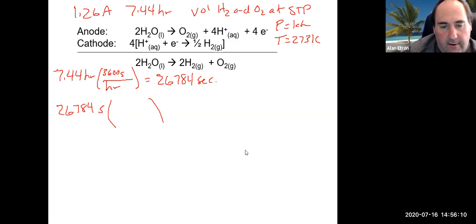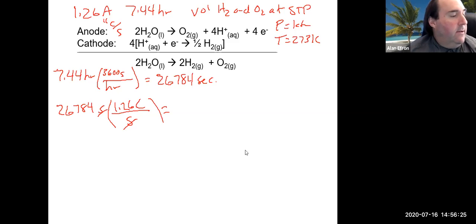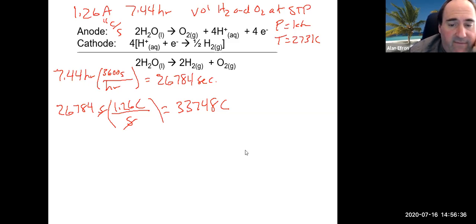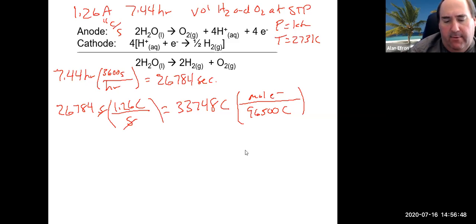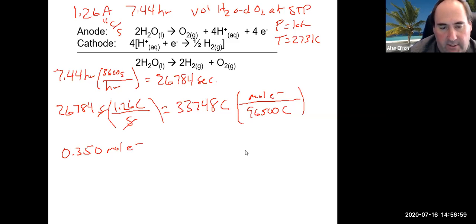So at this point, we could take our 26,784 seconds, our 1.26 coulombs per second, which is again what the A equals, coulomb over seconds. The seconds will cancel and we will end up with 33,748 coulombs. So again, here we're going to use Faraday's constant to convert that into moles of electrons. So we're going to divide by 96.5 coulombs per mole of electron, and that will give us, we'll call it 0.350 moles of electrons. Any questions up to the first part here?